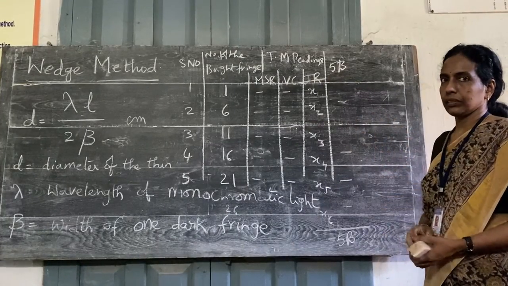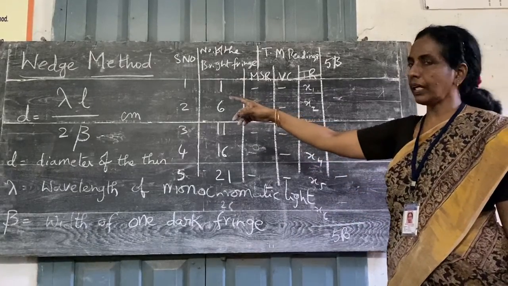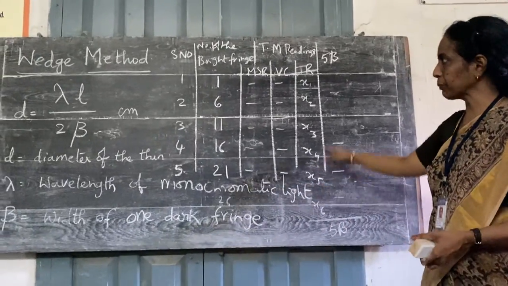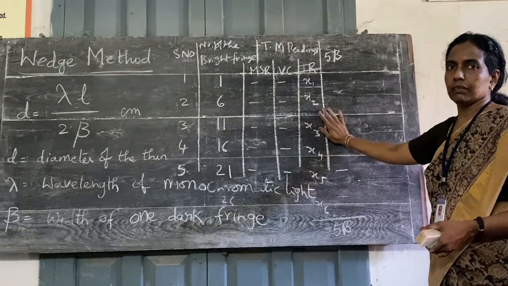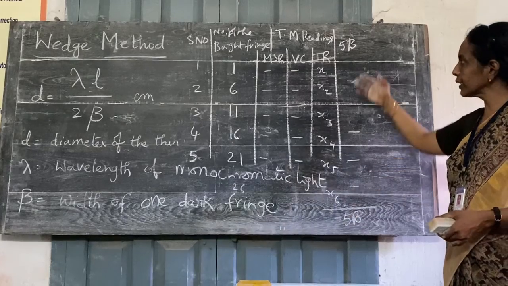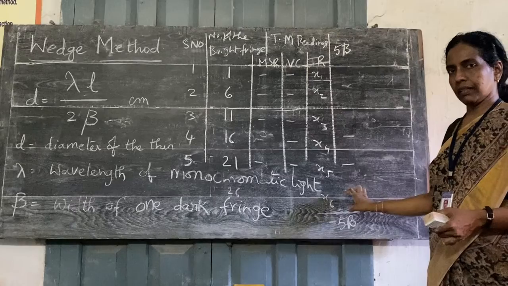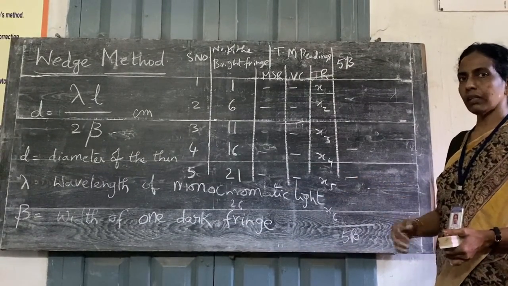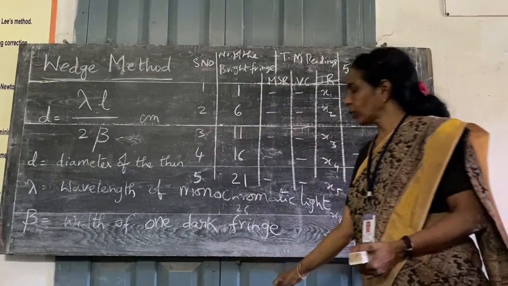L is length, that will be explained later. d equals lambda L divided by 2 beta, where beta comes from the table. Beta will be calculated by using these observations. We will take the average of 5 beta and then the average value will be divided by 5 to get beta. Now we will go to the parameter L. What is L?